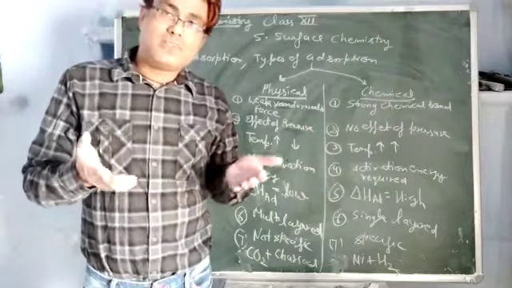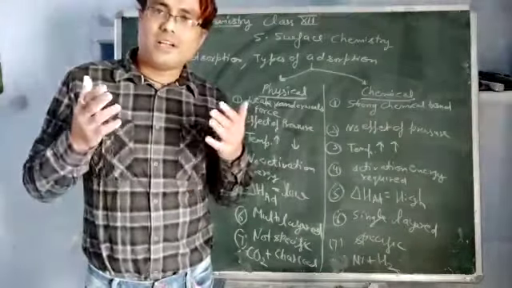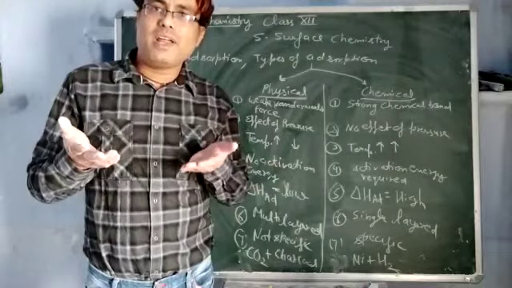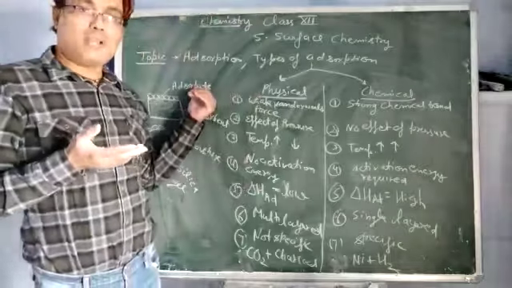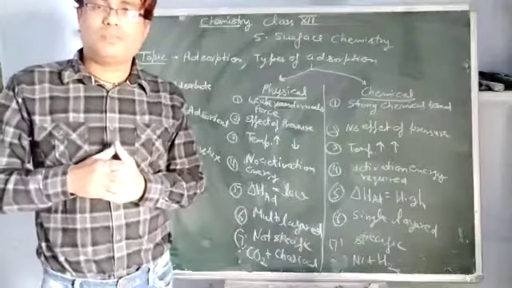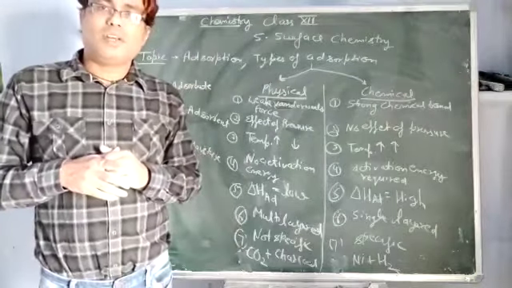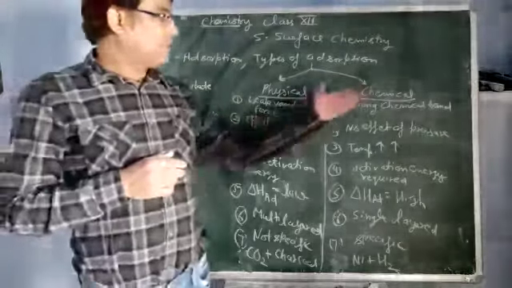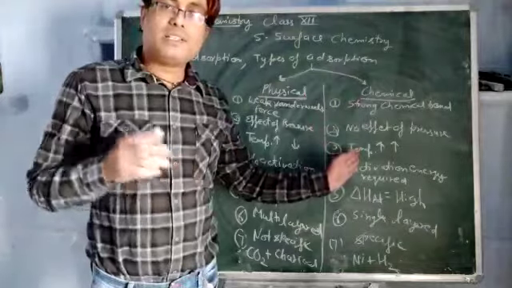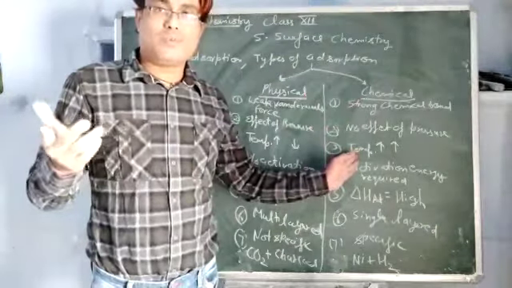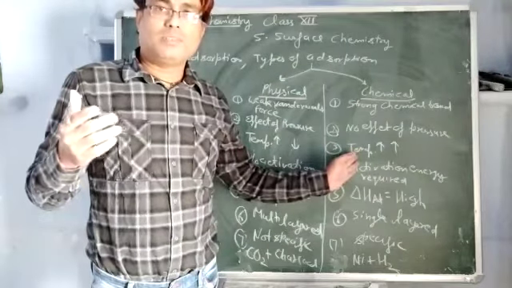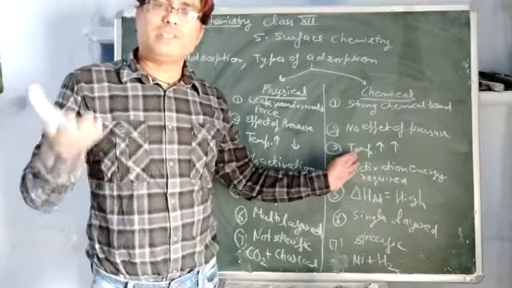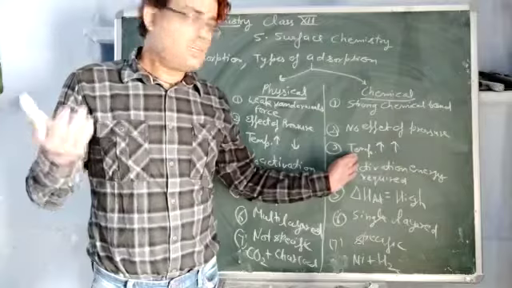Why? Because as we increase the temperature, the kinetic energy of the molecules increases. So the adsorbate molecules leave the surface, and there is a decrease in the rate of physical adsorption. Now in chemical adsorption, as we increase the temperature, there is an increase in chemical adsorption, because it requires energy for bond formation. So as we increase the temperature, chemical adsorption increases.